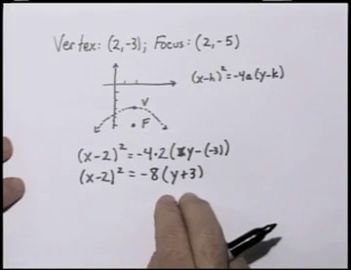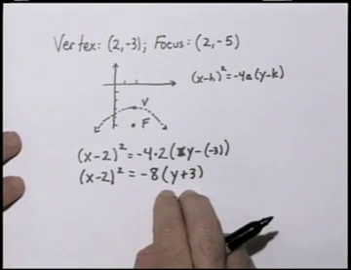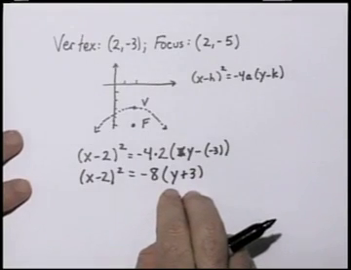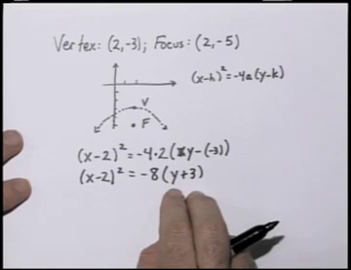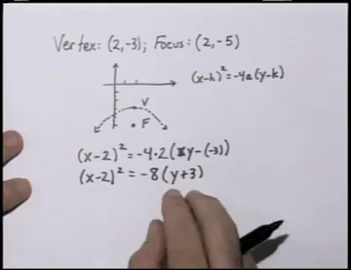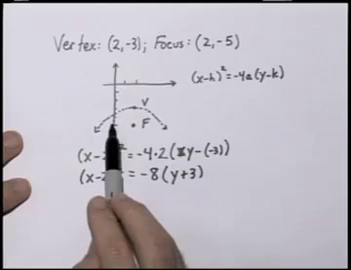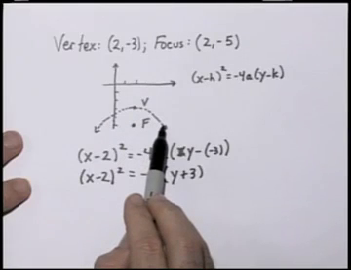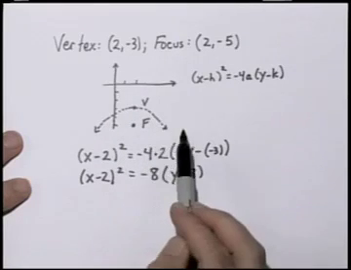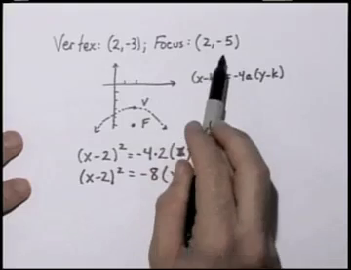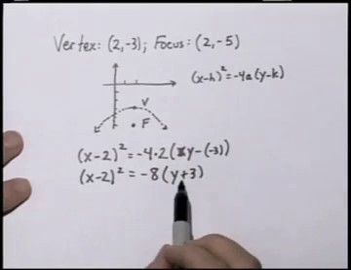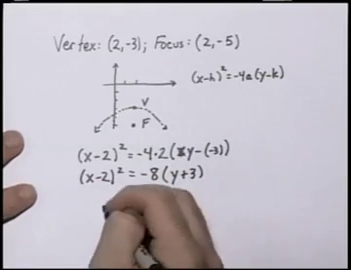Now what we want to do is obtain the graph of this parabola. To obtain the graph of the parabola, we want to find our latus rectum points. Our latus rectum points are going to be to the left and to the right of the focus. So we're going to let y be equal to -5 in our equation.